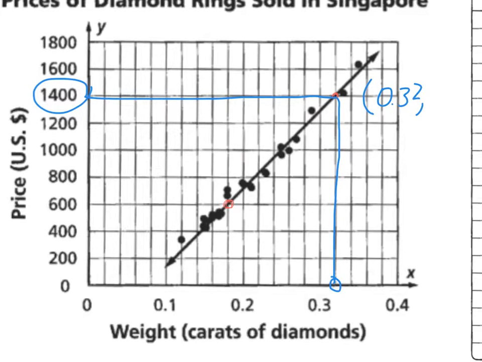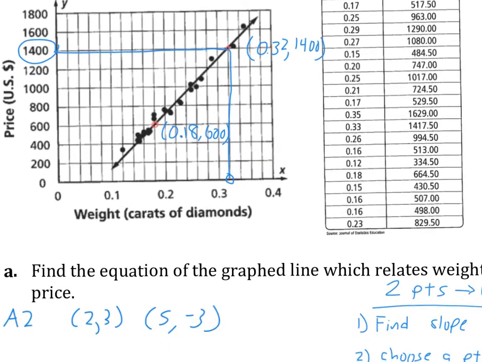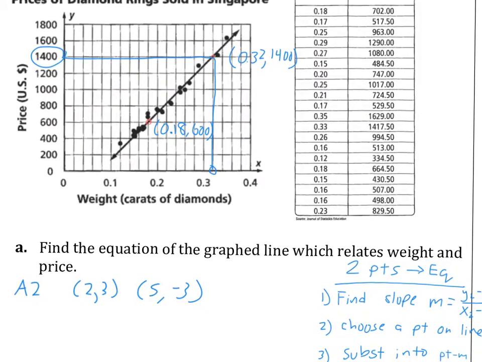0.32 yields me 1400. In other words, on my line, it's not the data from the chart. It says that if I have a nearly 1/3 carat, it's going to be $1,400. Okay, now another one here is 0.18 gives me $600.